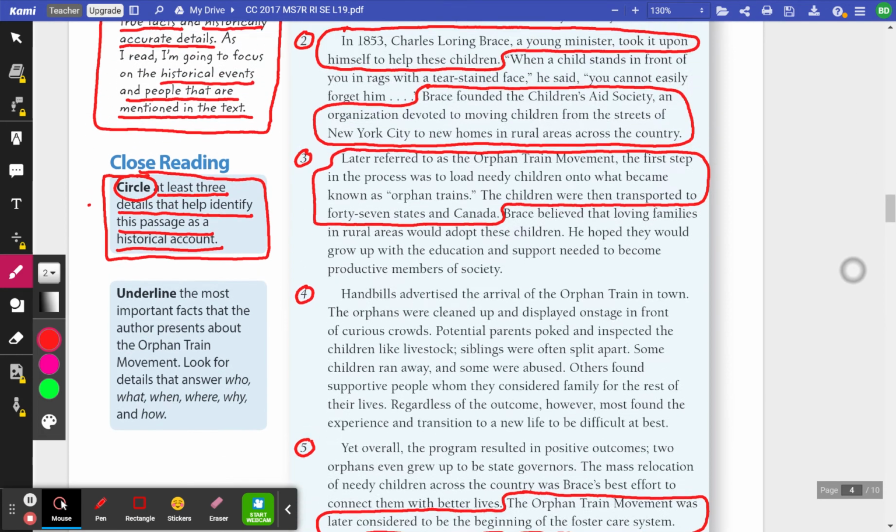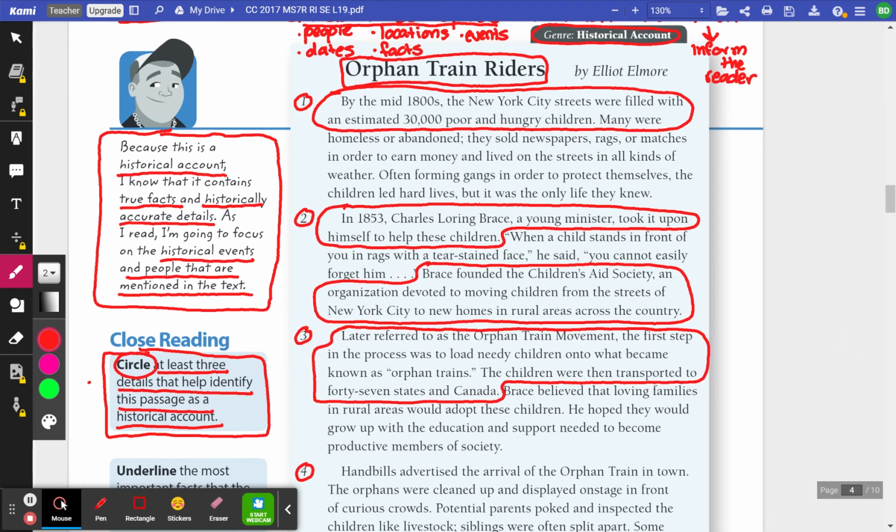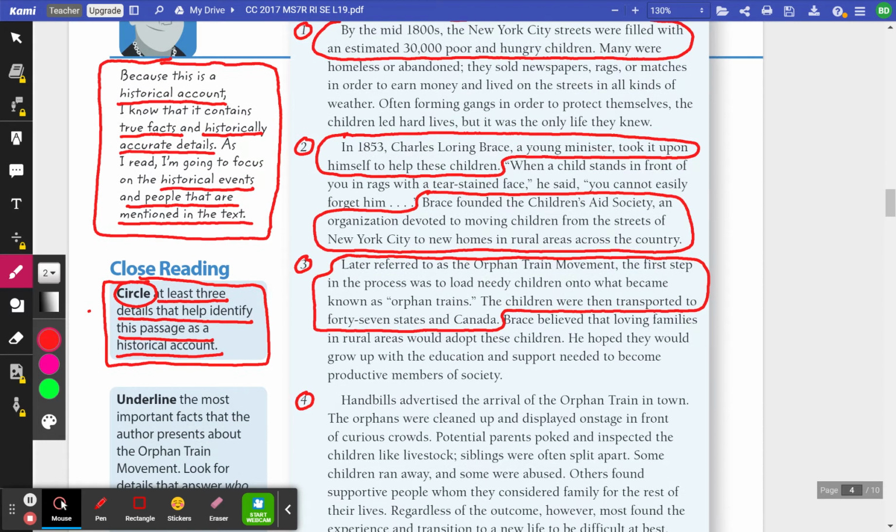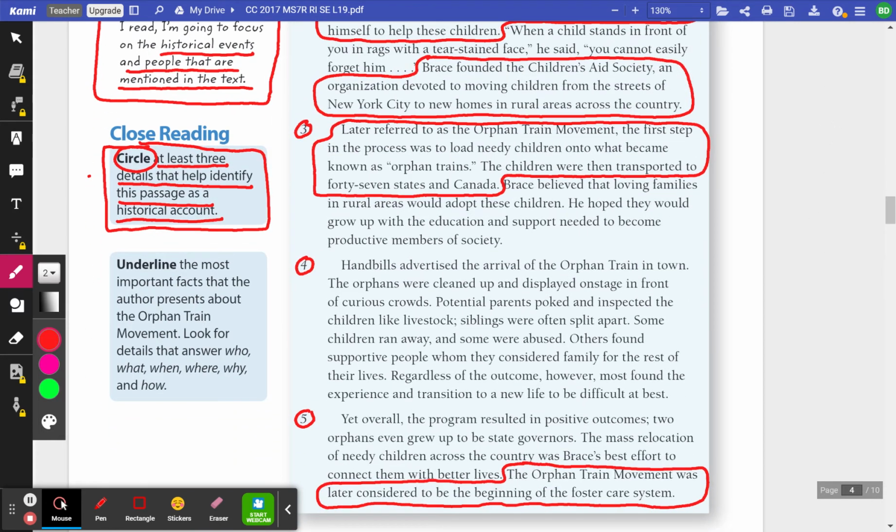So, those were just some options, right? This passage is riddled with all kinds of historical details that you could have circled. These were just the ones I chose. So, if you circled something different, that's okay. As long as it's one of those important historical details, you are fine. So, now that we have done our first close reading box, let's move on to our second close reading box.